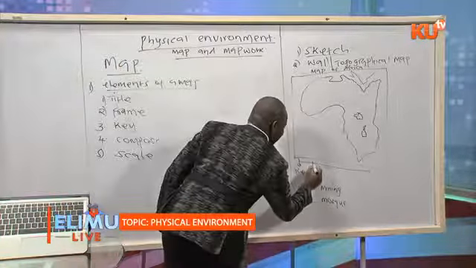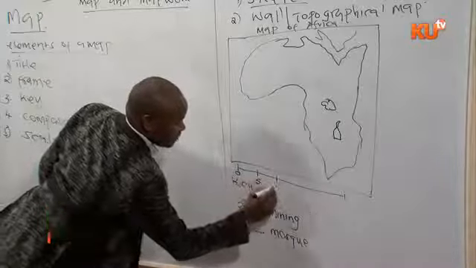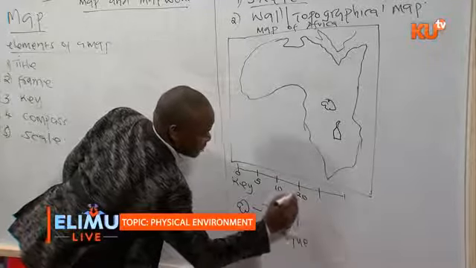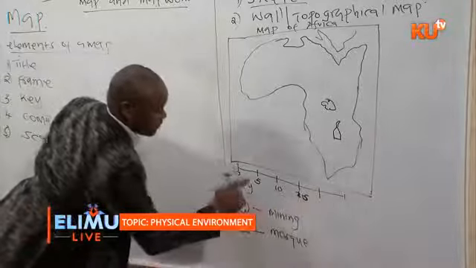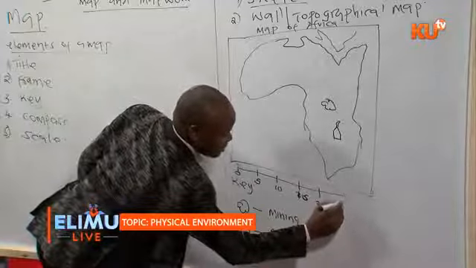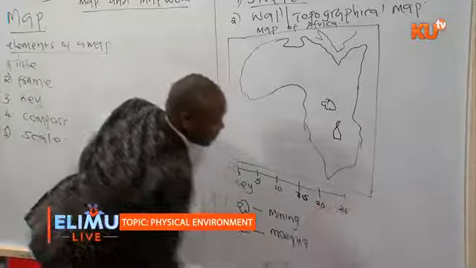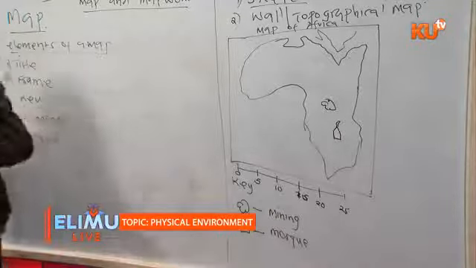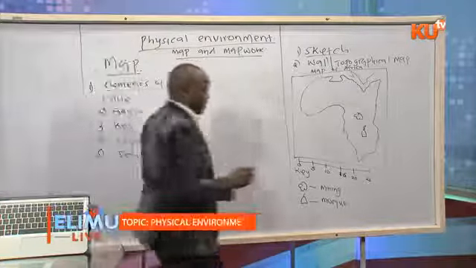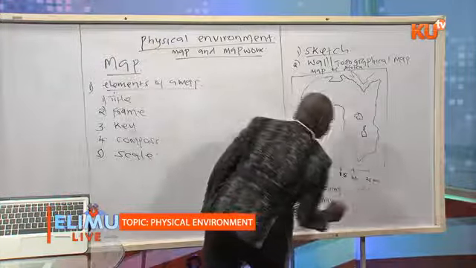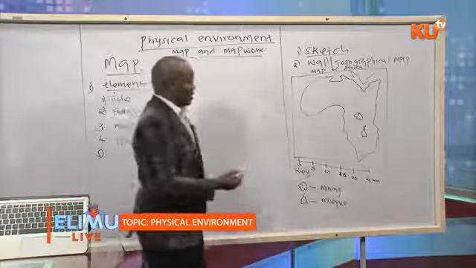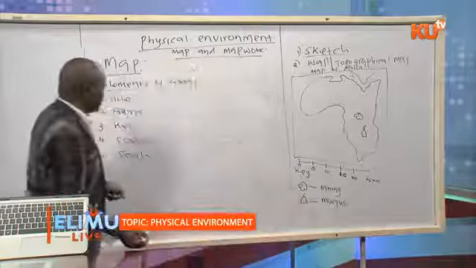So let us assume that our scale, this is 5, this is 10, this is 15, this is 20. Let me give a difference of 5: 0, 5, 10, 15, 20. Then this one is 25. So remember, the scale should be in kilometers. That is our scale. It's now in kilometers. So that is the scale that we mostly use. So we have the scale, which I've already demonstrated.